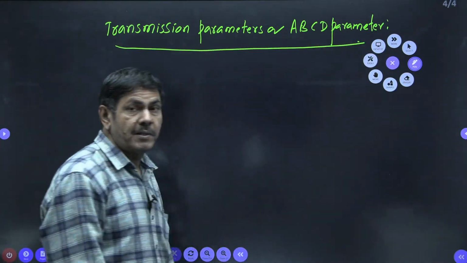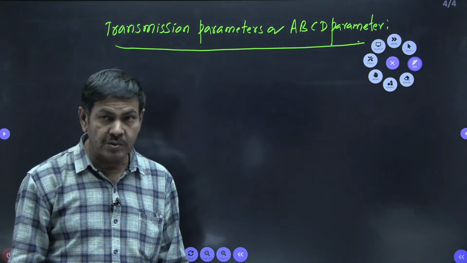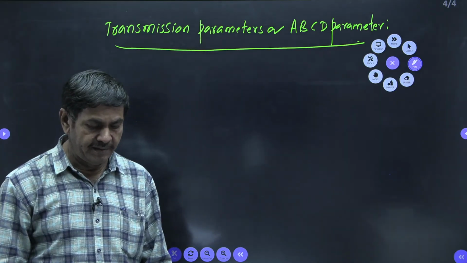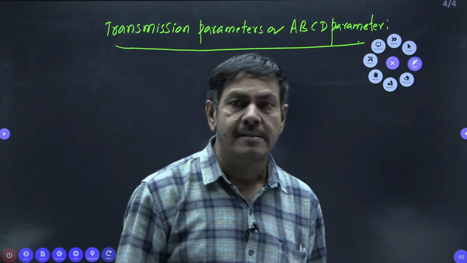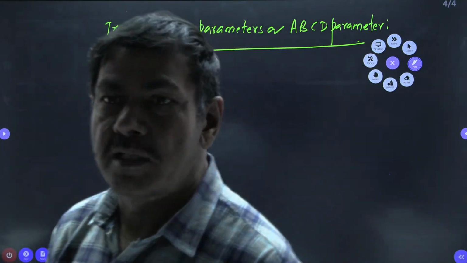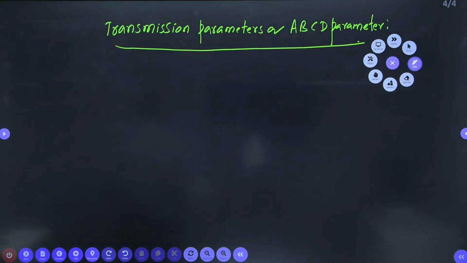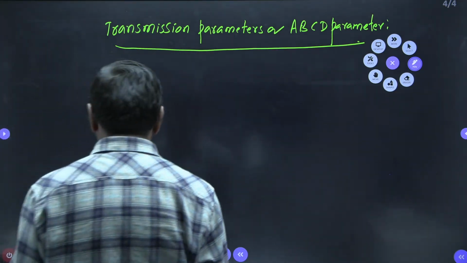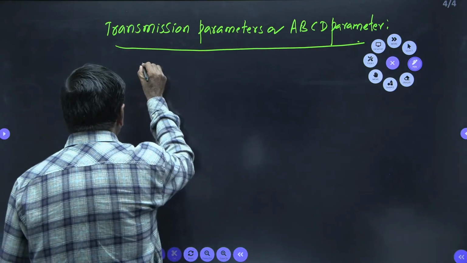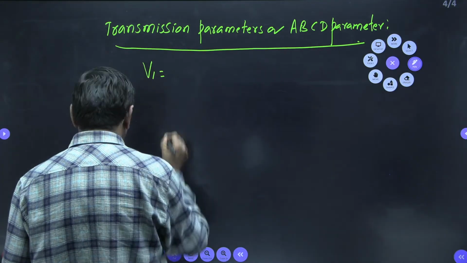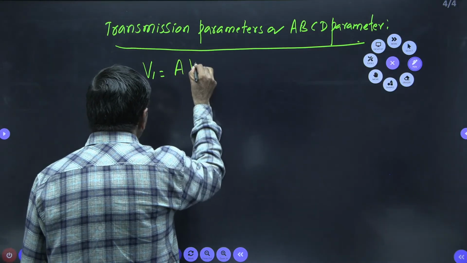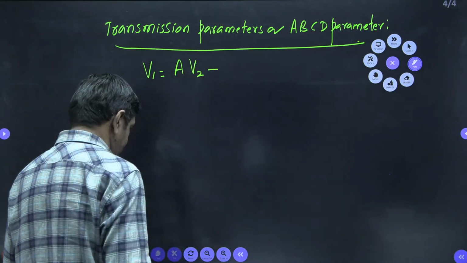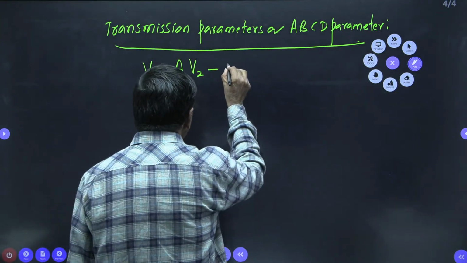But how those equations are taken, how we need to calculate, and how we can draw the equivalent circuit are also more important now. Yes, I will give that now. The ABCD parameters are given as V1 equal to A into V2 minus B into I2.